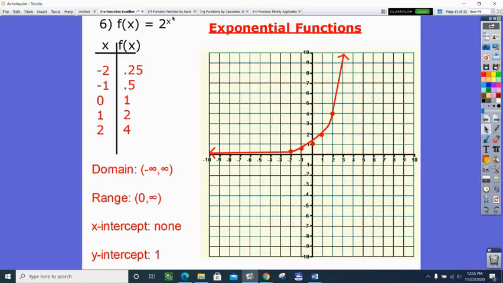And if I take 2 to the negative 2, and you might not remember this from Accelerated, but I promise you will by the end of the year, a negative exponent basically reciprocates this.